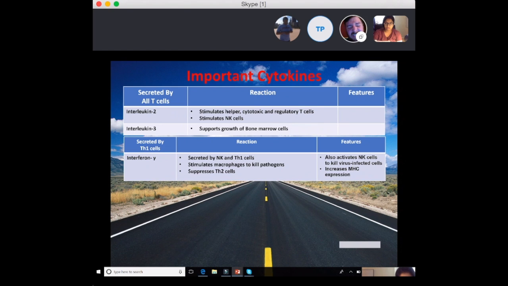Secreted by T helper 1 cells specifically, we've got interferon gamma. Interferon gamma can be secreted by T helper 1 and natural killer cells. And this stimulates macrophages to kill pathogens.